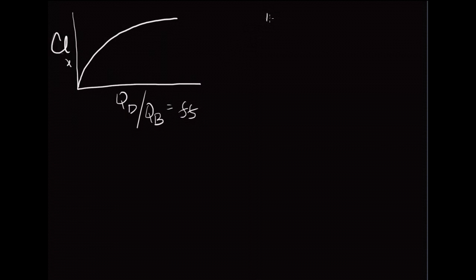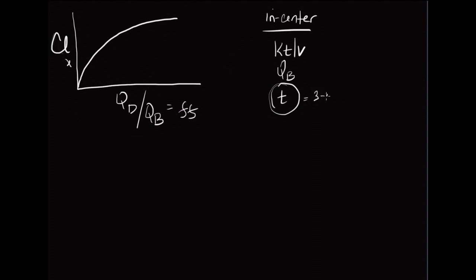What do we normally do in an in-center patient? In an in-center patient, what we normally do is we define the KT over V, we define the blood flow, and we define the time, because this is what's most important to us. We cannot have a patient sitting on the dialysis machine in-center for a long period of time. We say the time should be set anywhere between 3 or 4 hours.